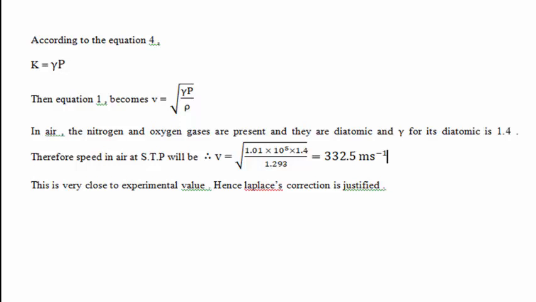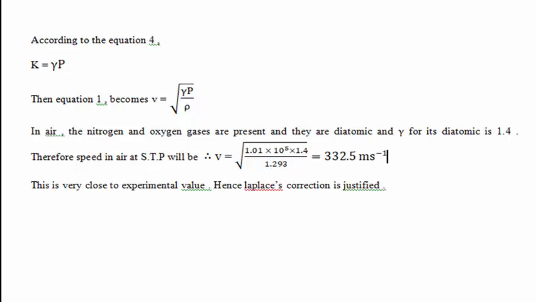According to equation 4, in place of K, now you have to write gamma multiplied by P. Then equation number 1 becomes V is equal to root of gamma multiplied by P whole divided by rho. You can observe this formula. In the Laplace formula, you got V is equal to root of gamma multiplied by P whole divided by rho. But in the Newton formula, gamma is not there.